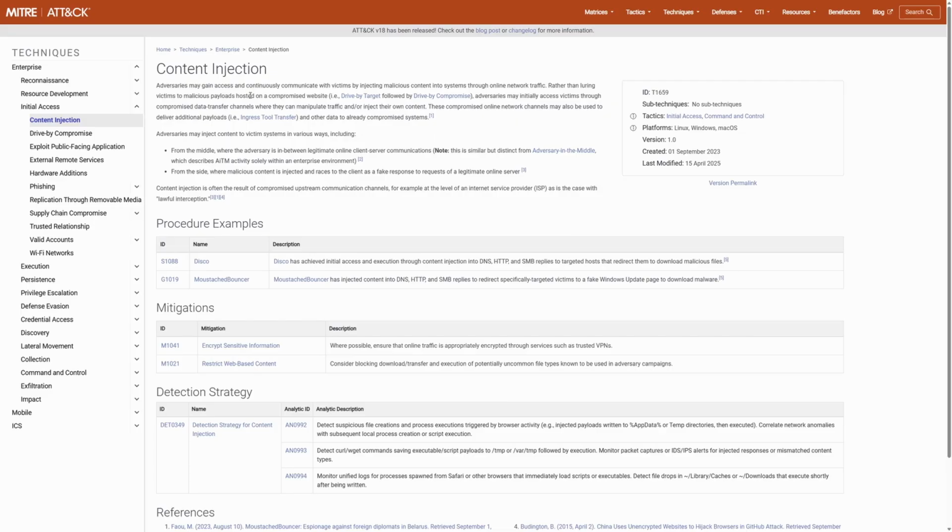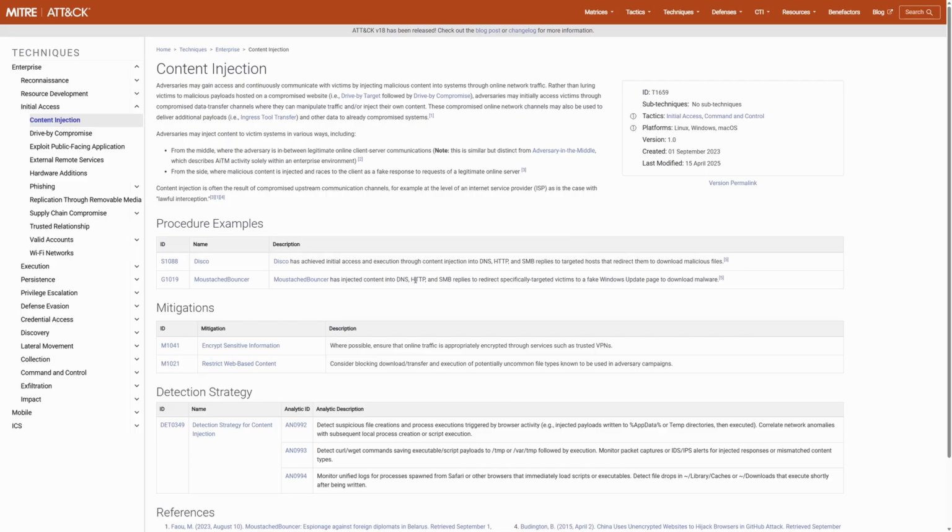But for this example, they're saying Disco has achieved initial access. So they're using Disco to achieve that initial access. They're using Mustached Bouncer to inject content into the DNS. So this has nothing to do with cross-site scripting or SQL injection. This is more injecting stuff into an already made website, into the DNS, into the HTTP, into the SMB share. Server Message Block, my bad. Replies to redirect specifically targeted victims to a fake Windows update page to download the malware.